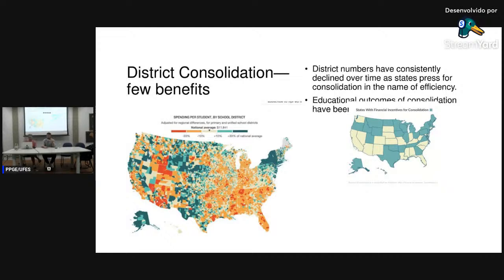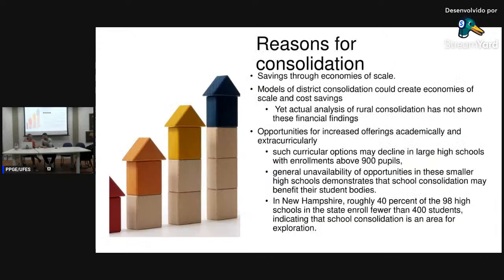So here are some reasons for consolidation. It's efficient, so economies of scale. It's cheaper, which I think we already said.